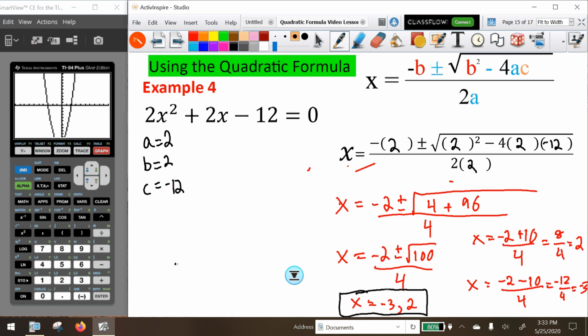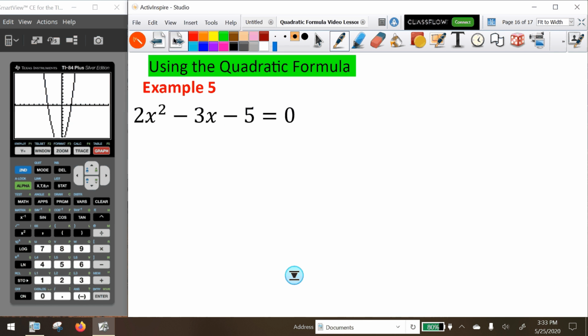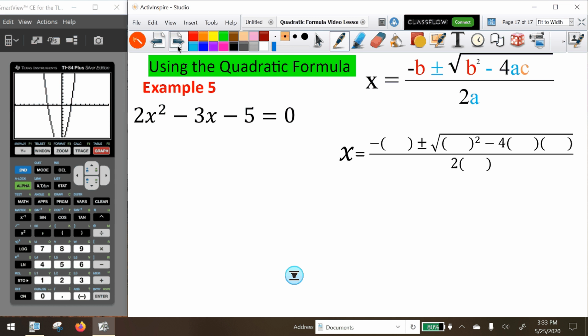All right, one final example: 2x squared minus 3x minus 5 is equal to 0. We're going to begin by writing out that quadratic formula, and then we're going to plug in a, b, and c.